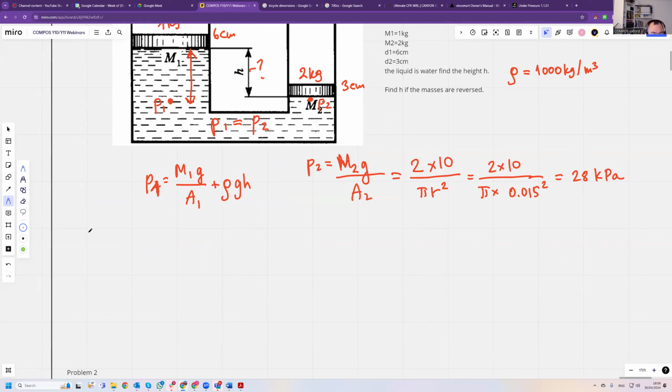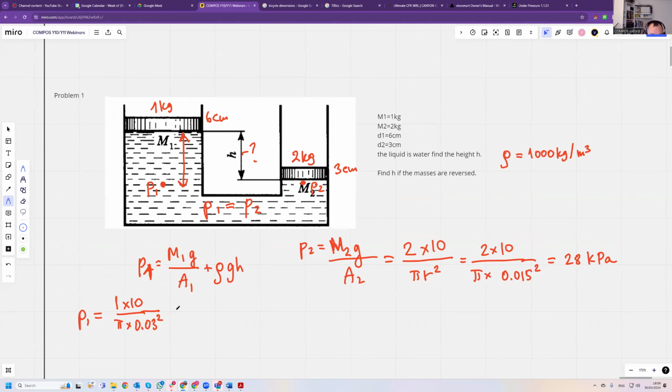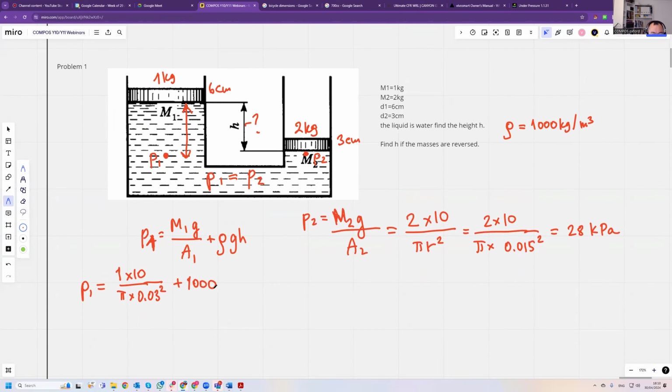Now P1. P1 is equal to 1 multiplied by 10 divided by A1, which is pi multiplied by 0.03 squared, plus rho, which is 1,000, the density of water, multiplied by 10 and multiplied by H. So that's equal to 10 divided by pi times 0.03 squared, which is about 3,536, that's 3,300 plus 10,000 H.